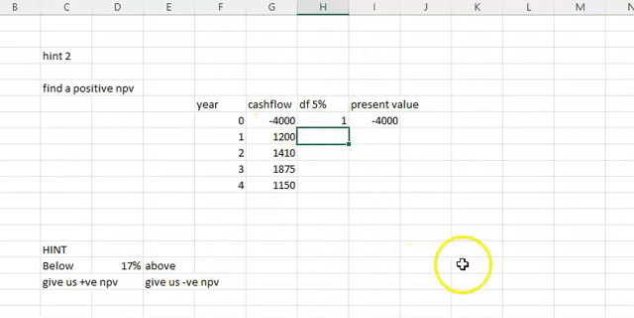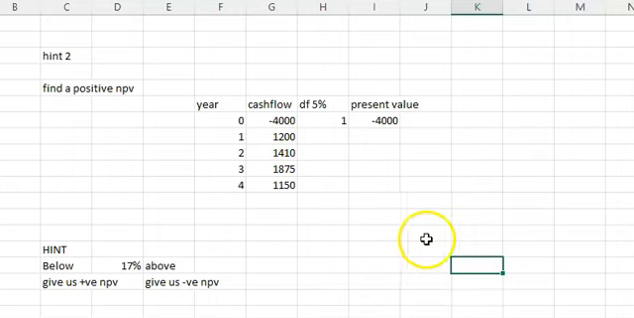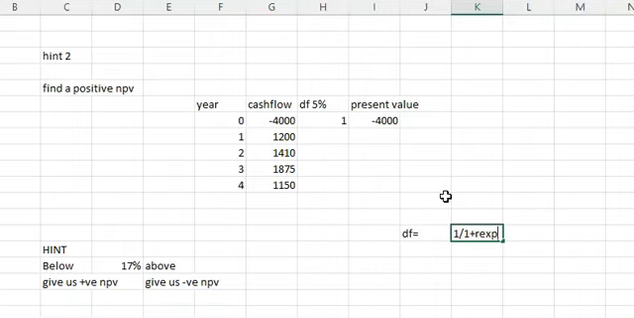So already we know how to calculate a discount factor. We said from the previous video that discount factor is equal to 1 over 1 plus r, to the power n. We need to make sure that we say exponent n. So to the power n.